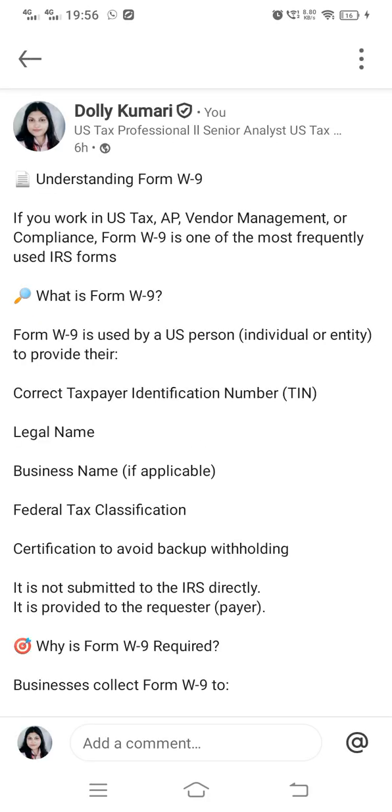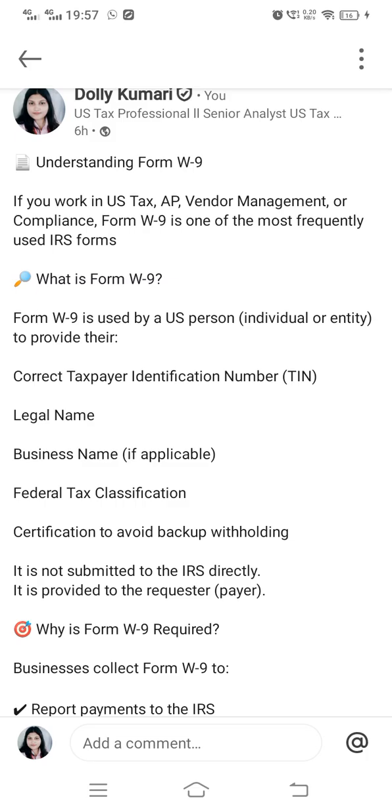So if you work in US taxation, or if you aspire to work in US tax, in AP, vendor management or compliance, form W-9 is one of the frequently used forms by the IRS. And what is this W-9? W-9 is used by a US person, individual, or entity to provide their tax information.